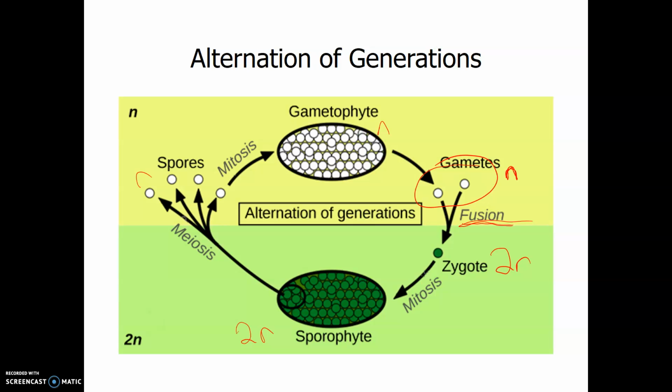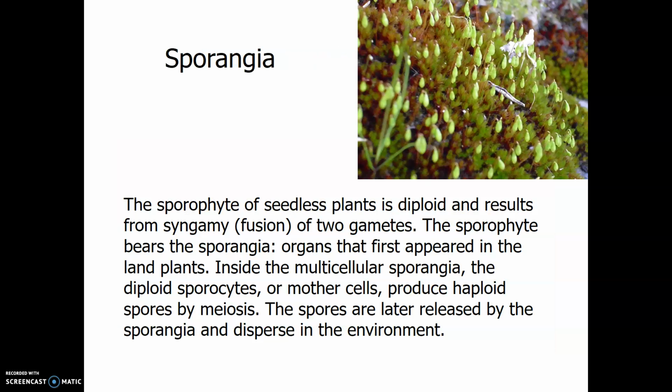So basically in the life cycle for plants, there are some similarities with fungi and there are some similarities with animals. So the sporangia is the topic of this slide.